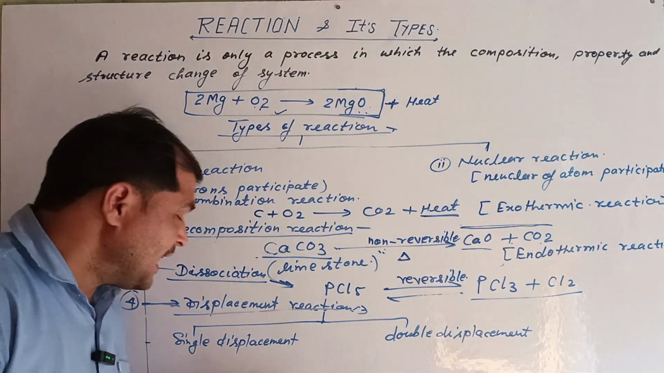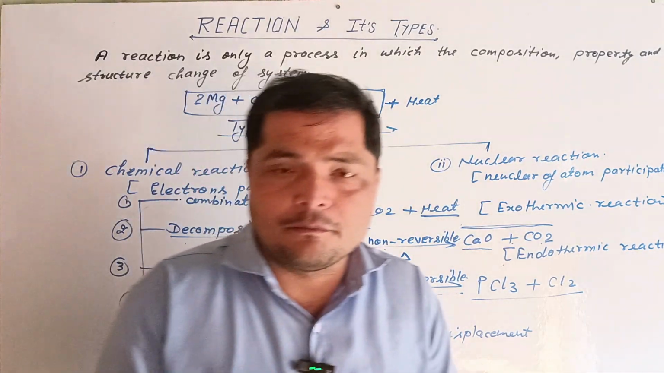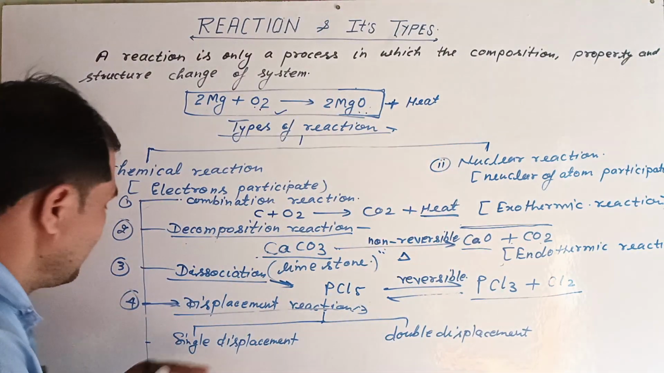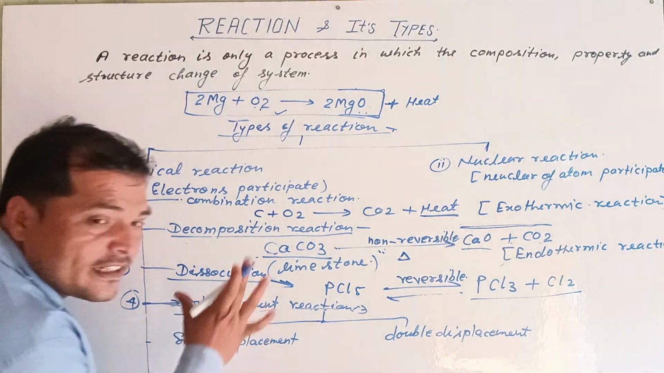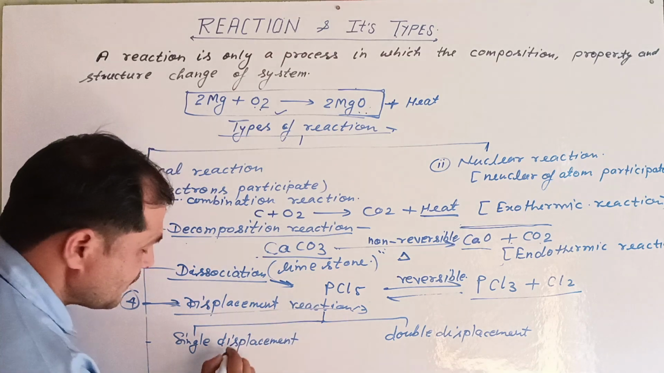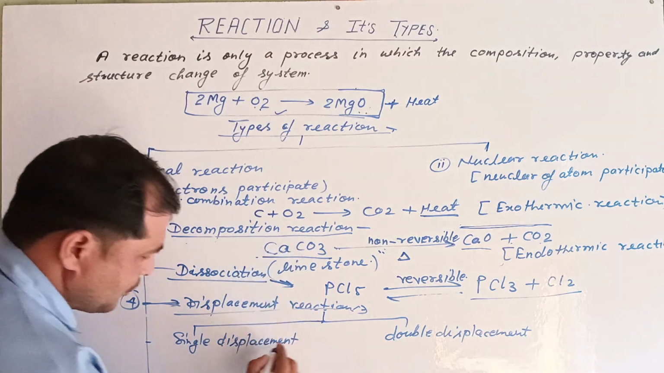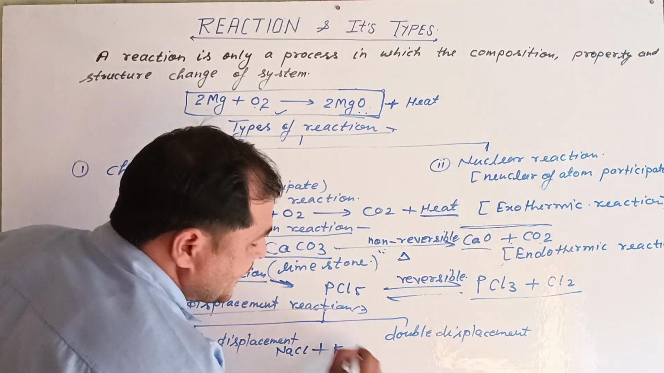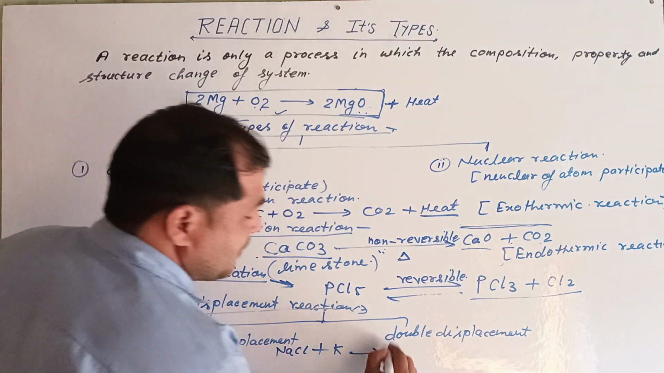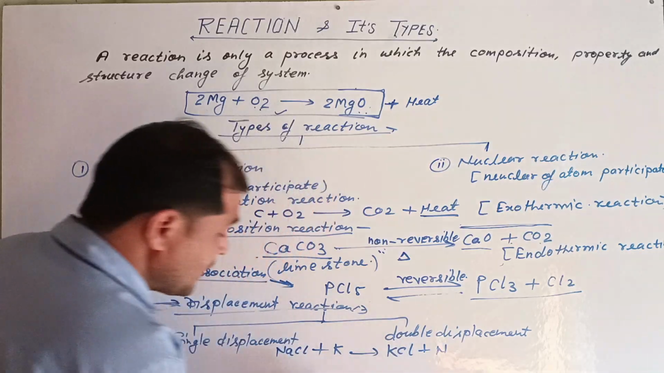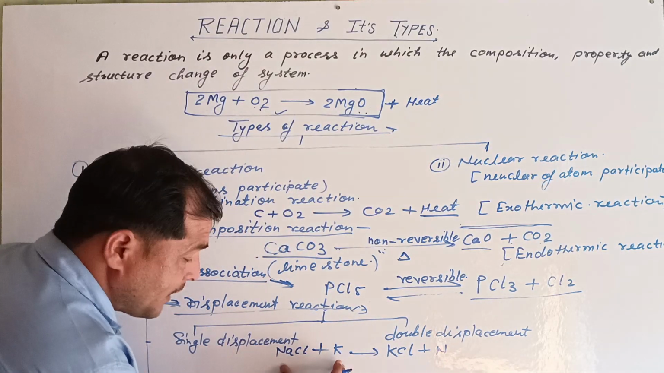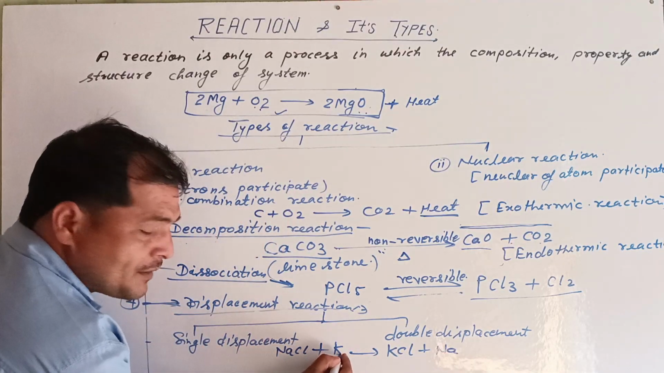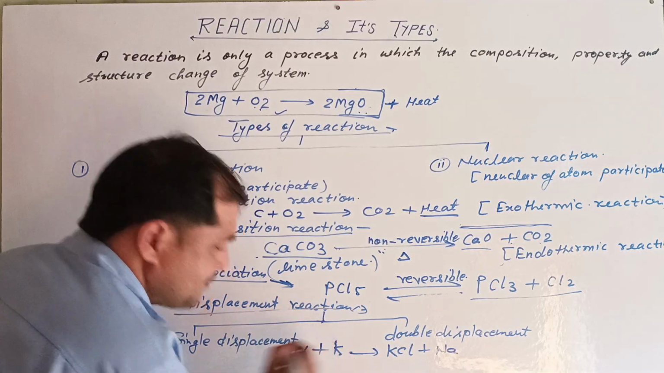In single displacement, a single atom displaces the ion of a compound. Suppose that here we have a compound NaCl. When NaCl comes in contact with potassium, K, it provides the product in the form of KCl plus Na. It means that the reactant NaCl is changed into KCl with the help of K, as we know that K is more reactive.